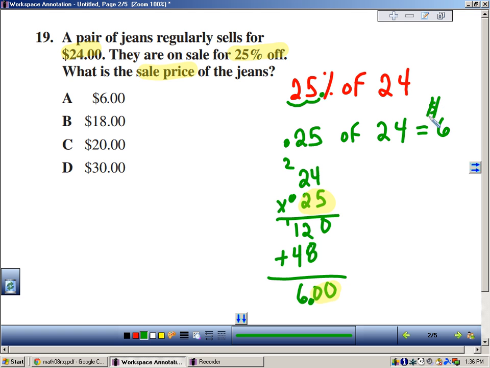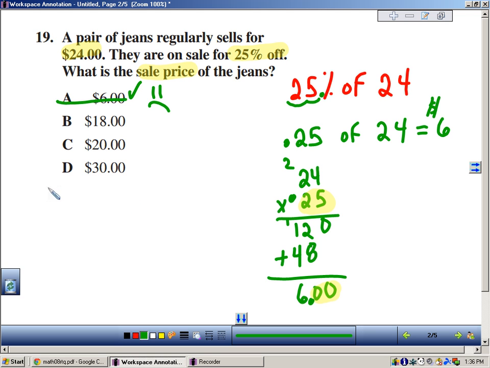Now, here is the key. What is the question asking? It's saying that the regular price is $24 for a pair of jeans. You're going to take off 25% and find the sale price. $6 is not the sale price. That's the amount discounted. So here's how you find the sale price.